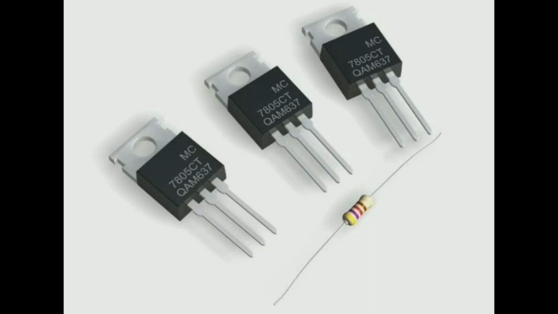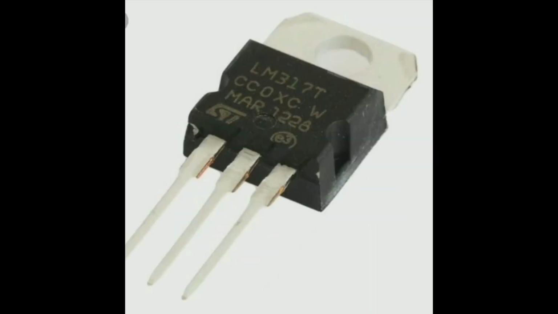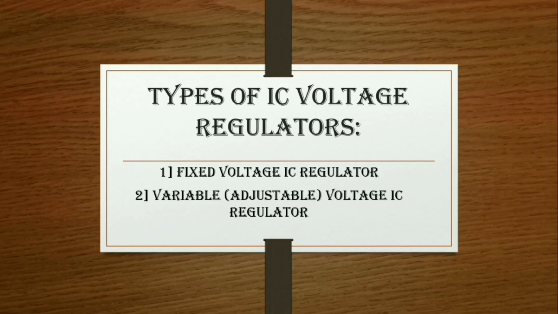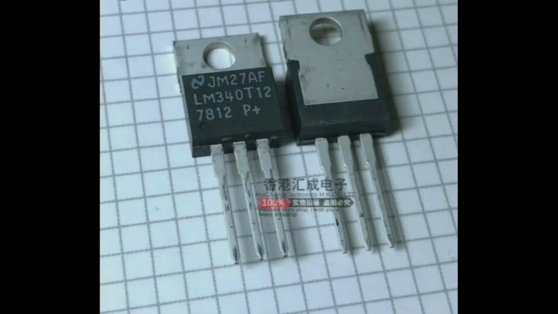3-terminal IC regulators require only a couple of bypass capacitors. They can supply large load current from 100 mA to more than 3 amperes. They are available in metal or plastic packages and they are inexpensive and easy to use. Because of so many advantages, 3-terminal IC regulators are widely used. There are two types of IC voltage regulators. First, fixed voltage IC regulators, and second, variable or adjustable voltage IC regulators.